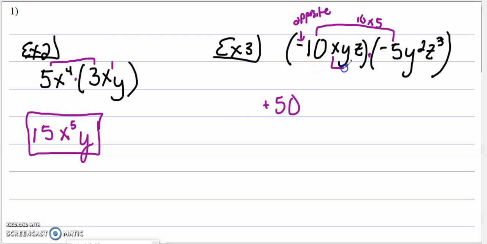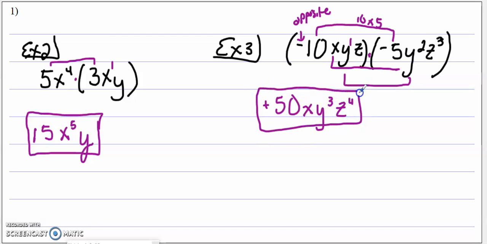And then we're going to do the x. Oh, there is no x. So therefore, we're just going to bring it down. Y's. So there's a 1 here and a 2 there. So we have 3 y's. And z to the first and z to the third, z to the fourth. Okay? So this is an important skill for what we're going to be doing next. So make sure you understand how to do this.